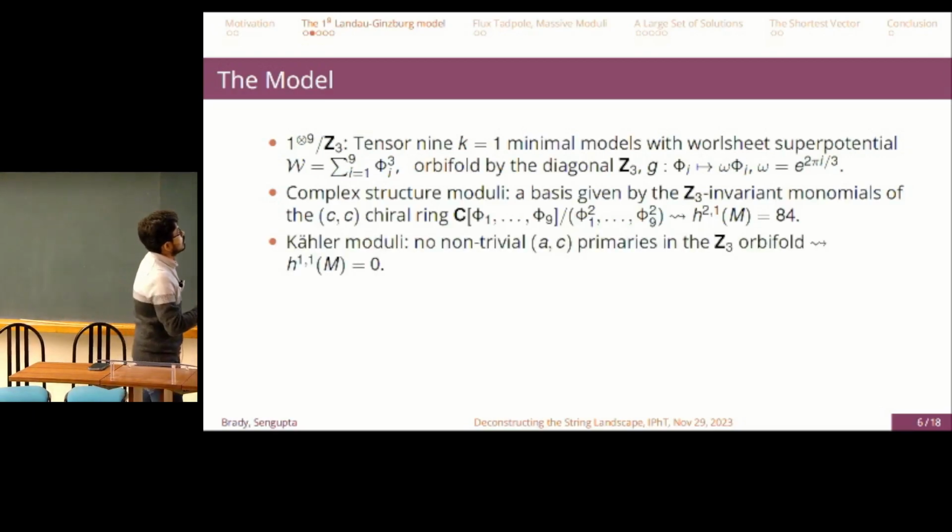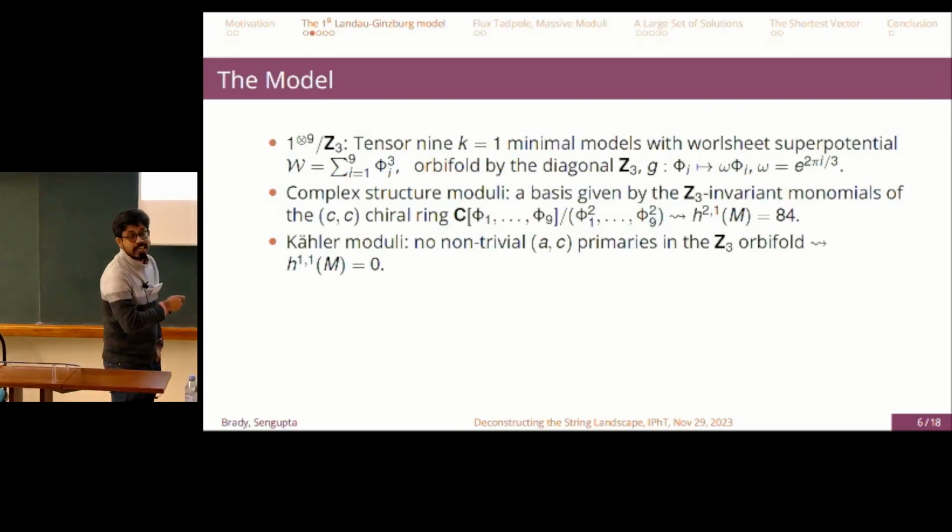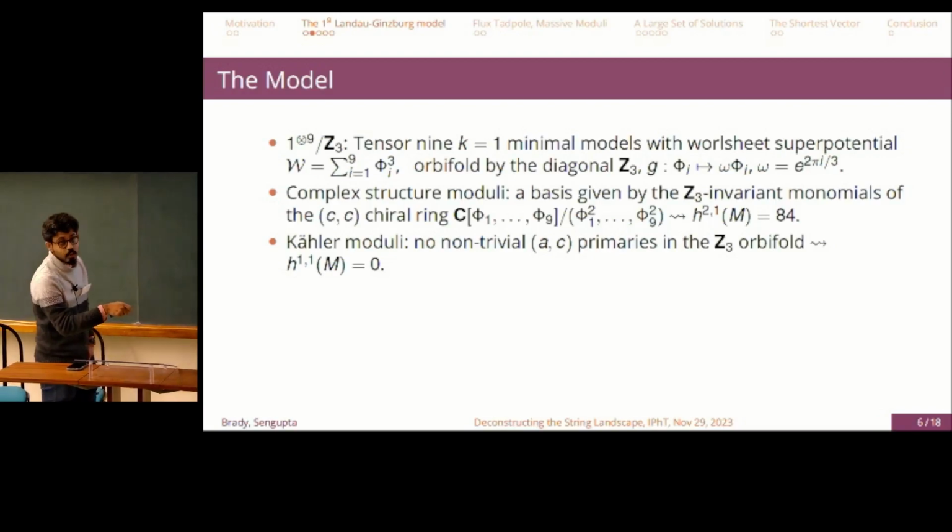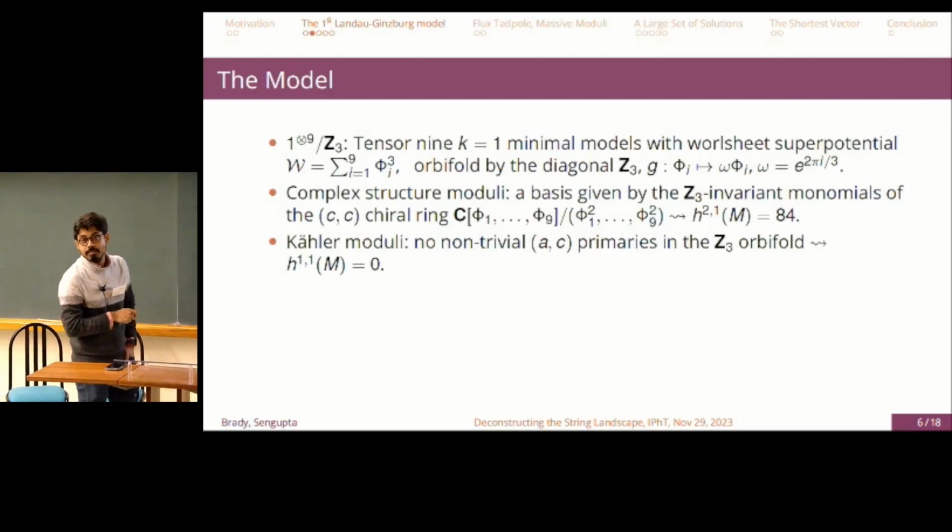And there are no Kähler moduli because there are no non-trivial AC primaries in this model, even when you Z3 orbifold it. So H11 is equal to 0 as well.